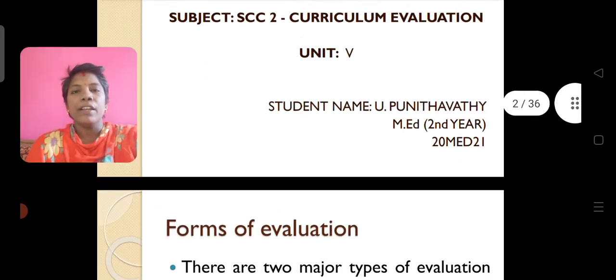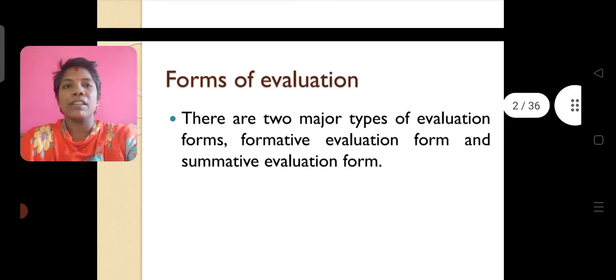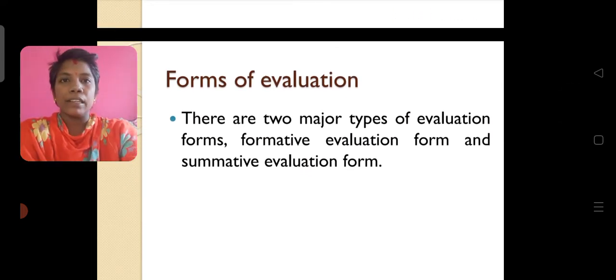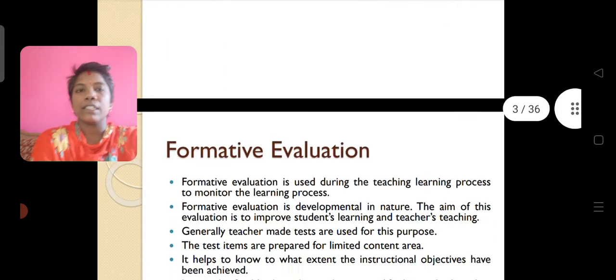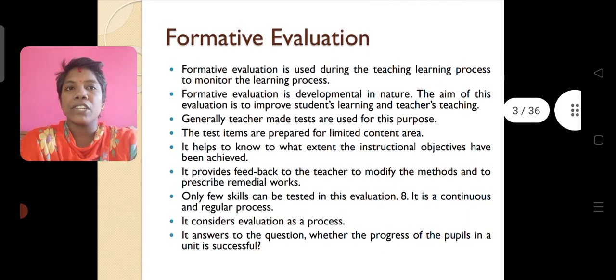My topic. Do you know what are the forms of evaluation? Schools and colleges follow two forms of evaluation. One is formative, another one is summative. Formative evaluation and summative evaluation. What is formative evaluation?